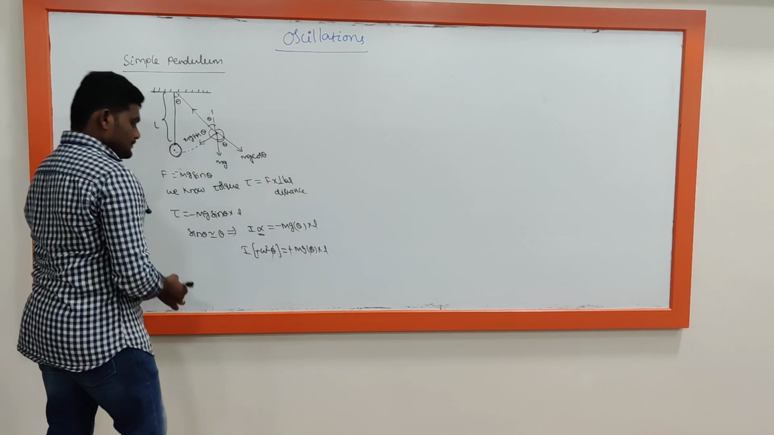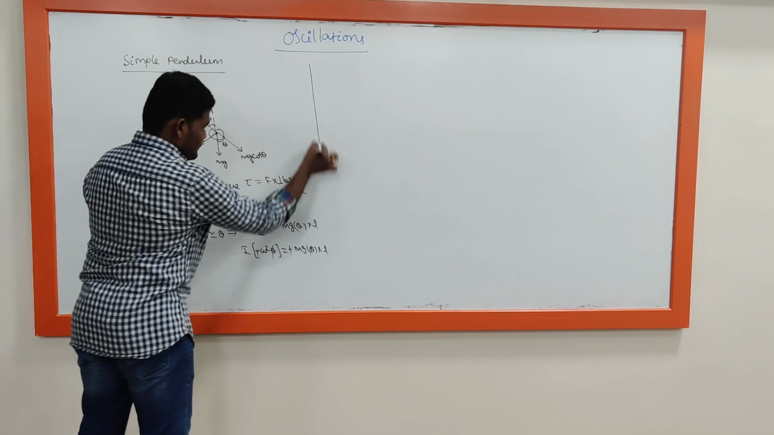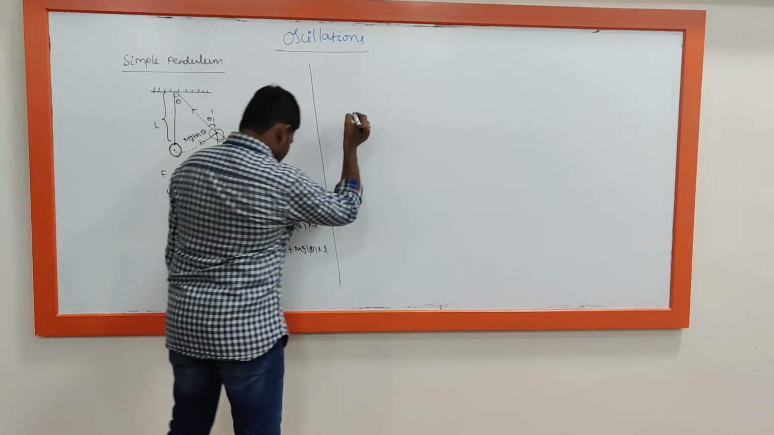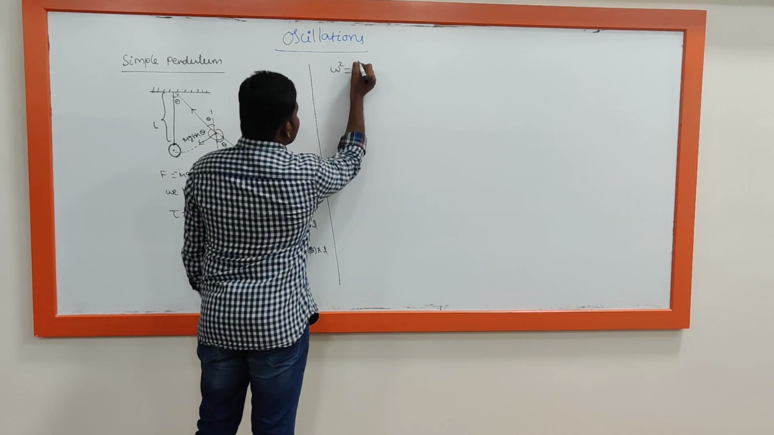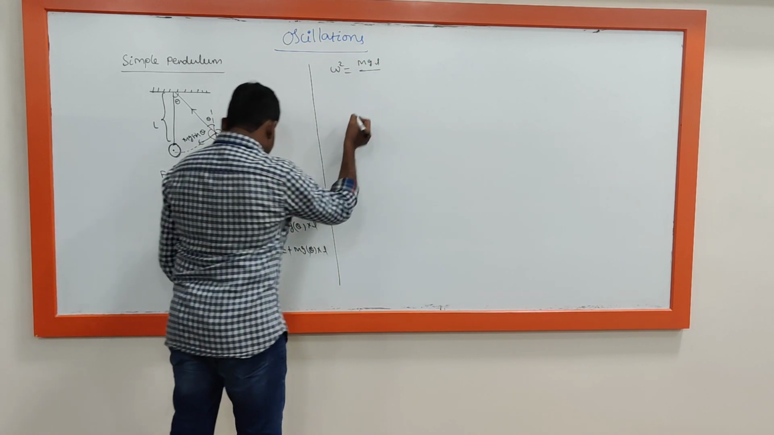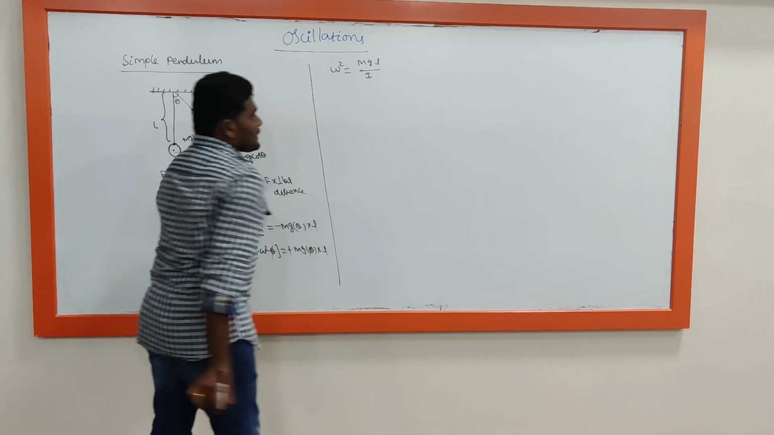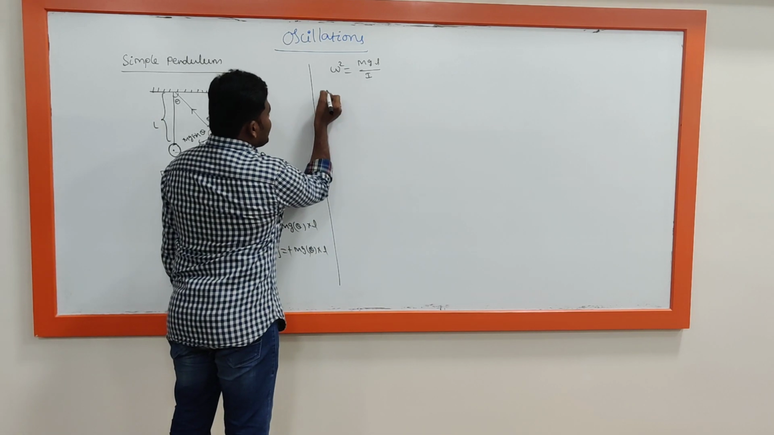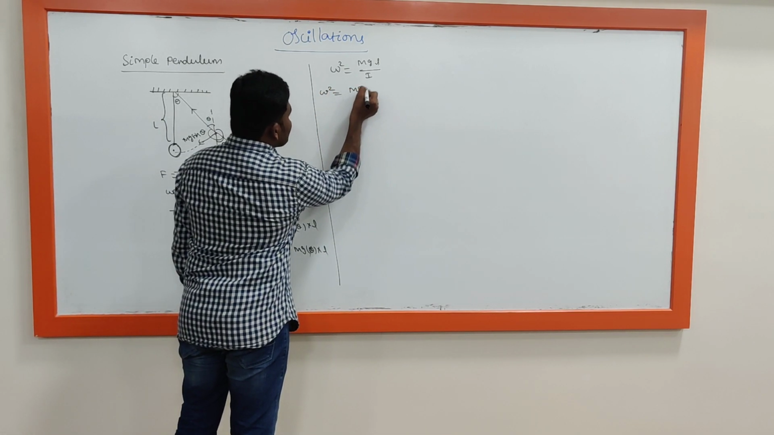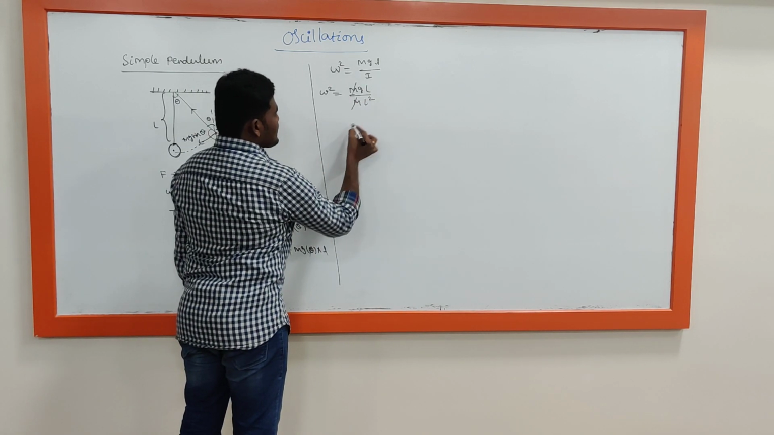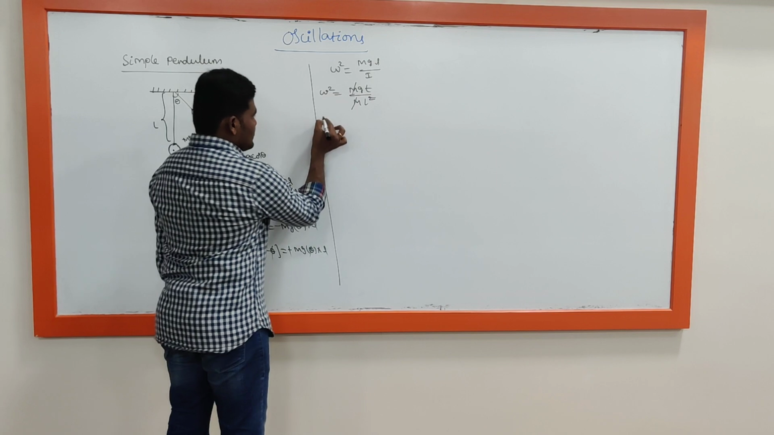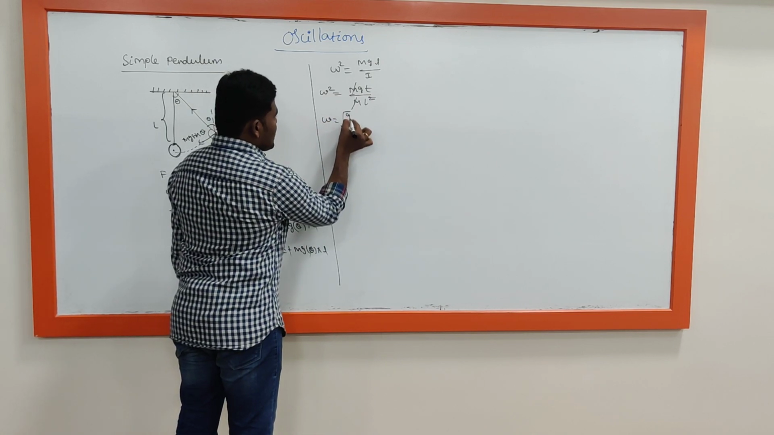Then you can write omega square equal to mg into L divided by I. Here is the moment of inertia, then I we can write omega square equal to mg into L divided by m into L square. So m gets cancelled and L gets cancelled. Then you can write omega equal to square root of g by L.